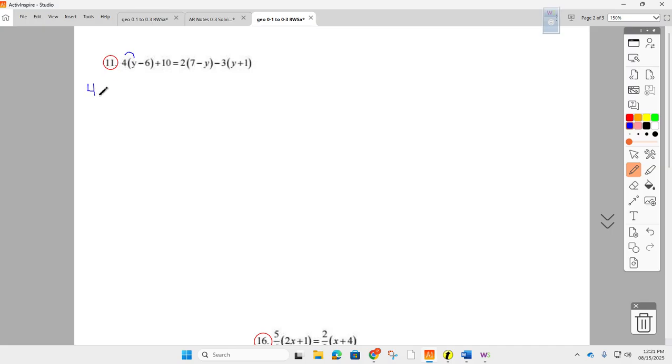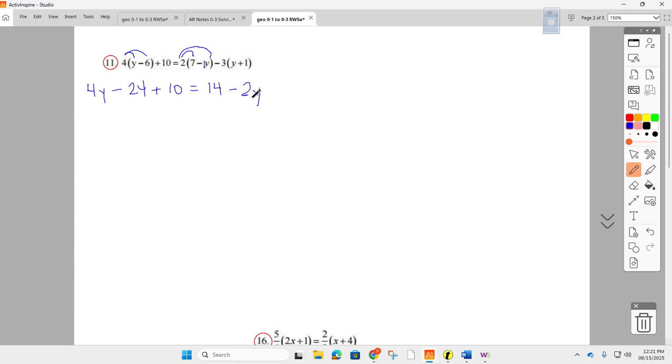4 times y, 4y. The positive, so we can just bring the subtraction down. 4 times 6 is 24. Now the 10 is not inside the parentheses, so it just gets brought down at this step. Not being multiplied by anything. We're going to distribute the 2. 2 times 7 is 14. Minus 2 times y. What is the number with y if we don't see it? The 1, right? So 2 times negative 1, so it's negative 2y or minus 2y.